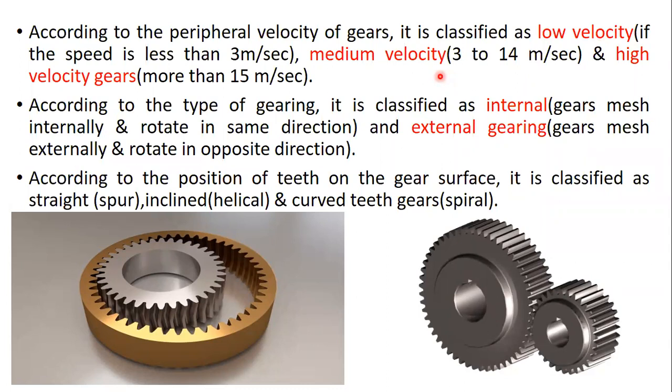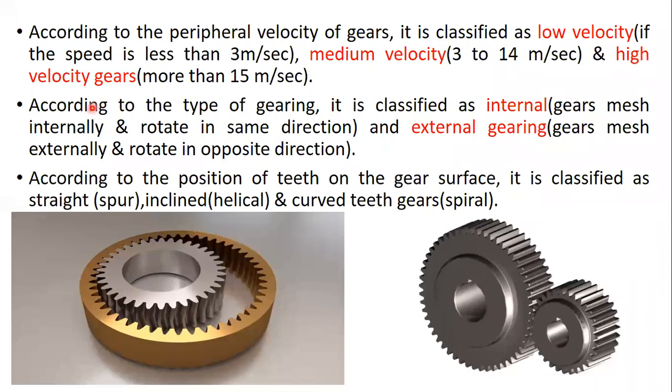The second one is a medium velocity gear. If the speed of the gear is between 3 to 14 meters per second, such types of gears are called medium velocity gears. And the last one is a high velocity gear. If the speed is greater than 15 meters per second, such types of gears are called high velocity gears.